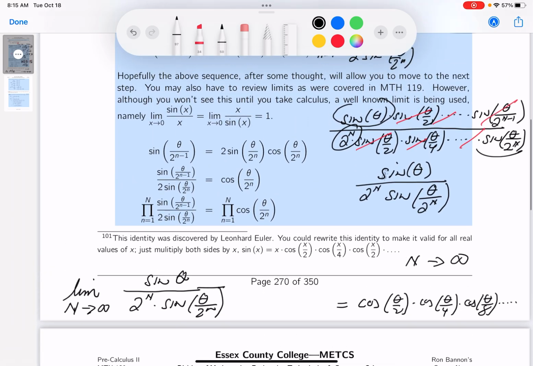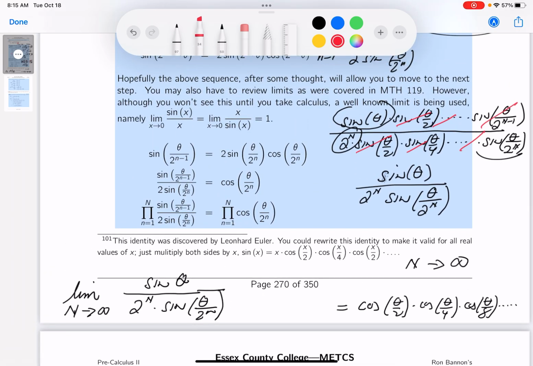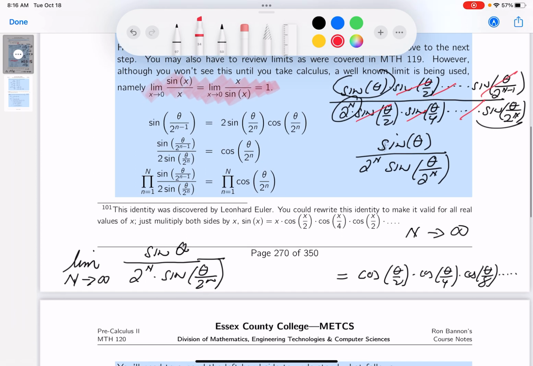So we've got to give you a hint over here. When you take calculus, you're going to find these two limits quite useful. And what does it say as x goes towards 0? Well, I'm not going towards 0, I'm going towards infinity. It says the limit as x goes to 0 of sine of x over x, same thing as the limit of x over sine of x, equals 1. And you could rewrite these.